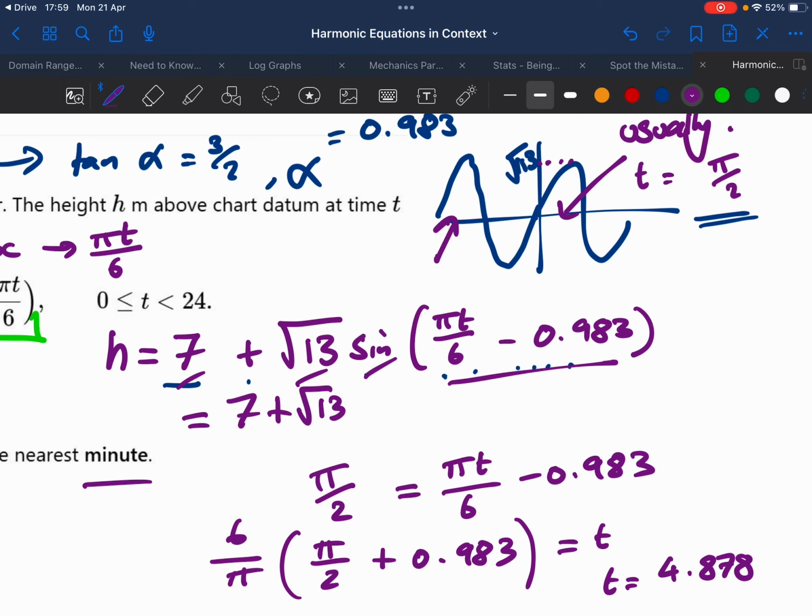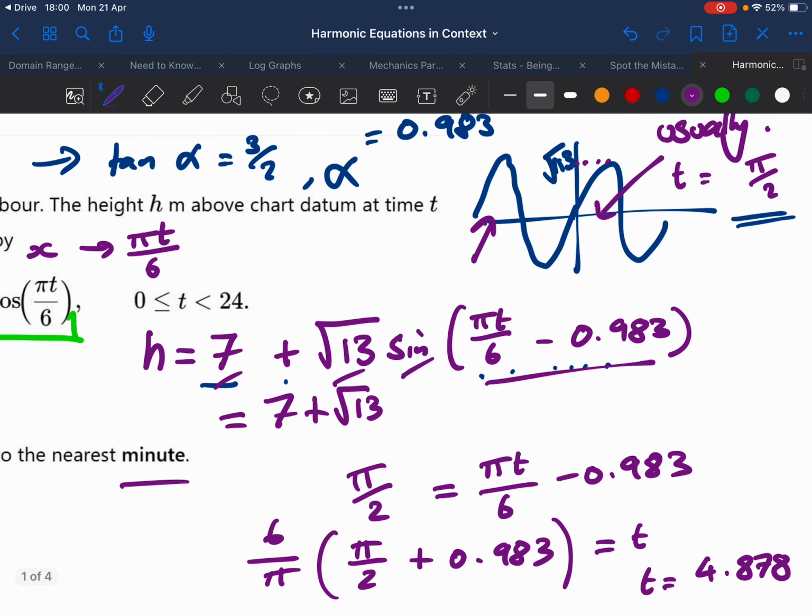4.878. Now, if I press the button on your calculator with some commas and so on, it will actually change that into a time for you. And it should say that you get 4 hours. Okay, I believe it is 4 hours. And to the nearest minute, 53 minutes.